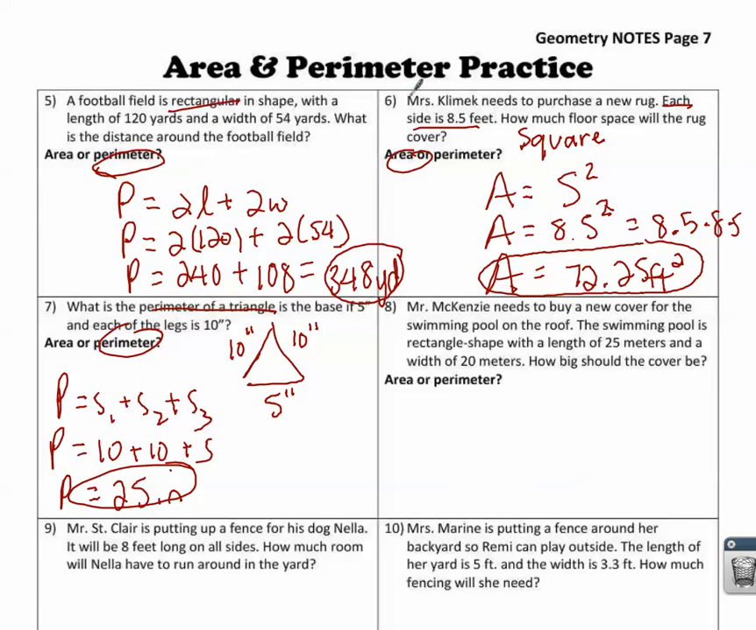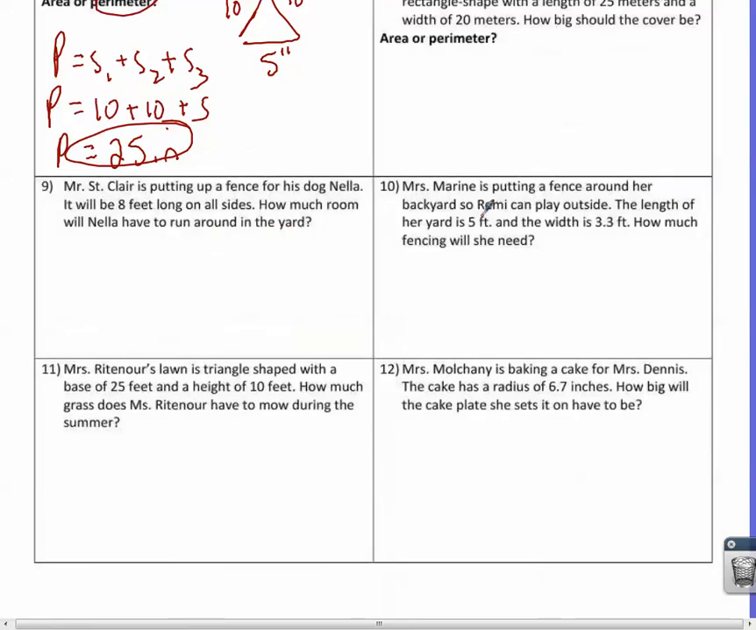Last example is going to be in the bottom right. Number 12. Miss Mulchaney is baking a cake for Miss Dennis. The cake has a radius of 6.7 inches. Remember, radius is halfway across the circle. How big will the cake plate she needs to set it on have to be? You're talking about the cake covering the plate. So this is going to be area. Write down the formula of pi r squared.